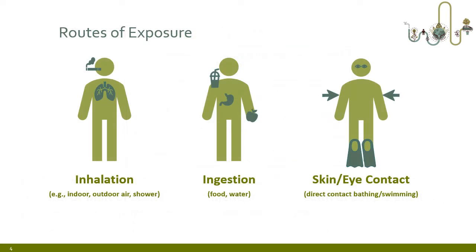When thinking about an individual's exposure to contaminants in the environment, we need to consider all possible routes of exposure. The three primary routes of exposure are inhalation, what we breathe in, ingestion, what we eat or drink, and skin or eye contact. We may inhale contaminants from indoor or outdoor air. When showering, some types of contamination in our water can become airborne, also leading to exposure through inhalation. We may ingest contaminants when they are present in the food or water that we eat and drink.